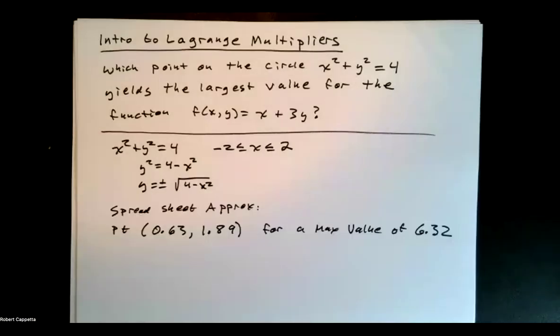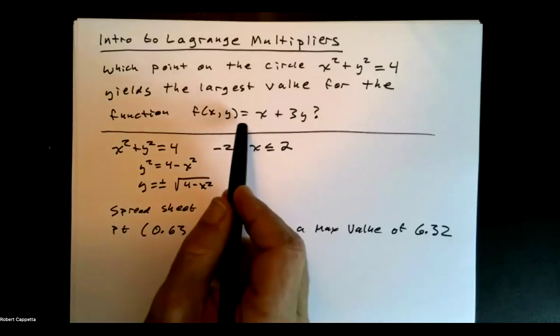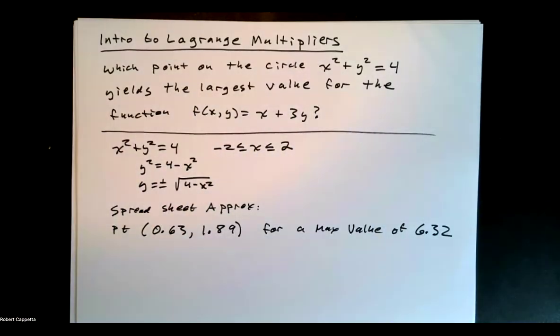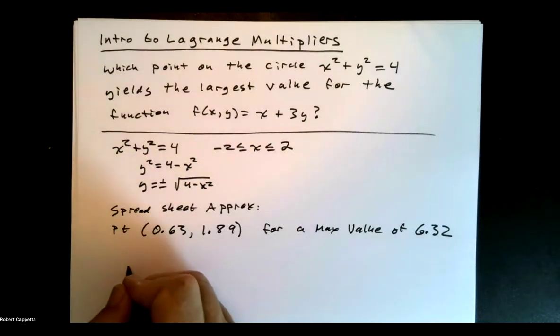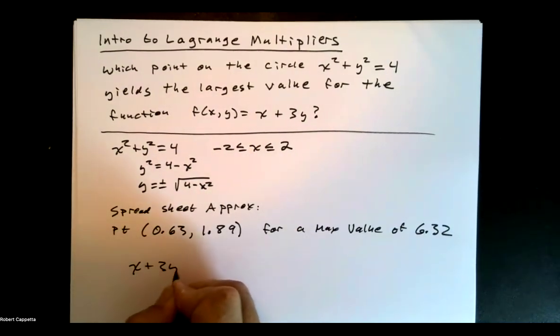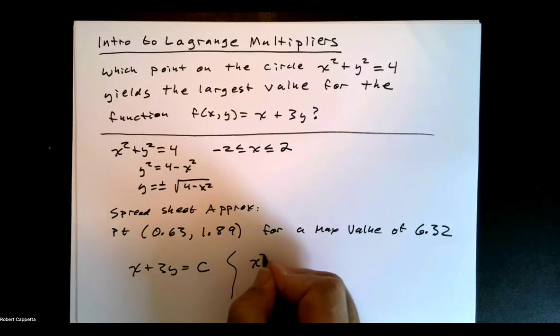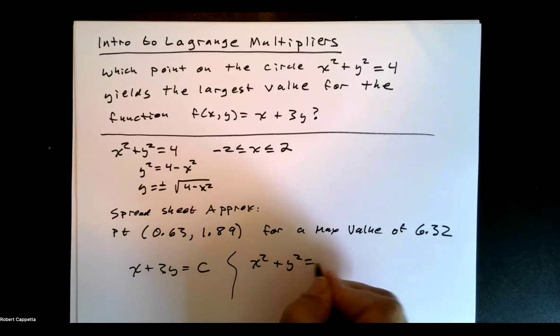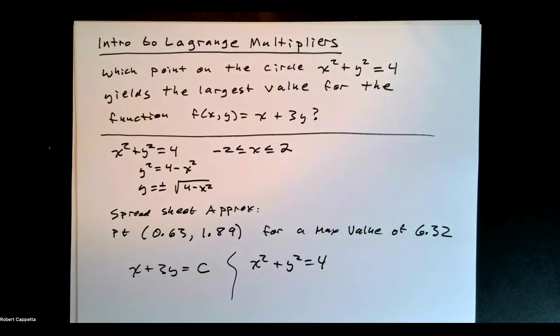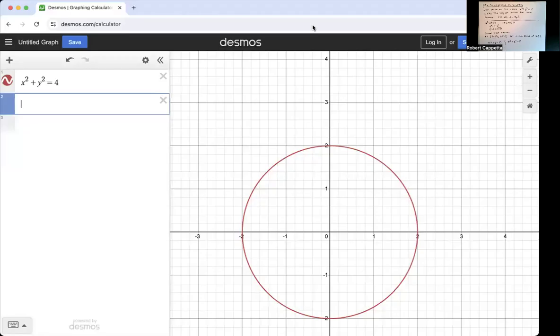Again, there's our spreadsheet approximation that we'll keep in mind as we now take a look at this geometrically. What do I mean by that? We're going to take a look at our circle, x squared plus y squared equals 4, and various lines, x plus 3y equals various constants. How do they relate to the circle x squared plus y squared equals 4? So let's take a look.